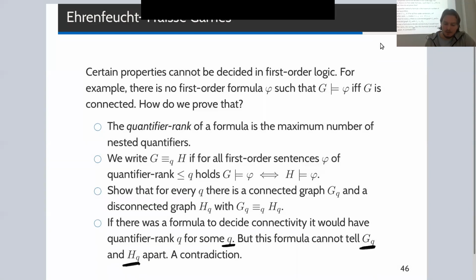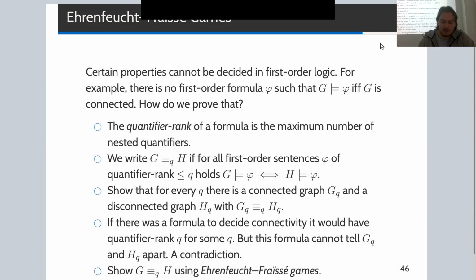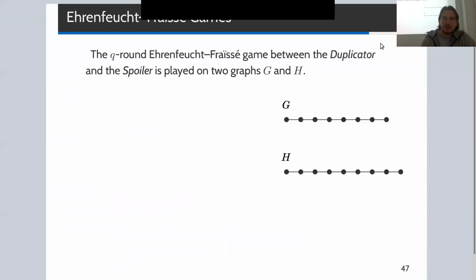And what we did here, the magical part, is this step, where we assumed that we can have these Q equivalent graphs. And this is something that I wanted to talk to you about next. How can we express that certain graphs are Q equivalent? And this is something that we will do using so-called Ehrenfeucht-Fraïssé games.